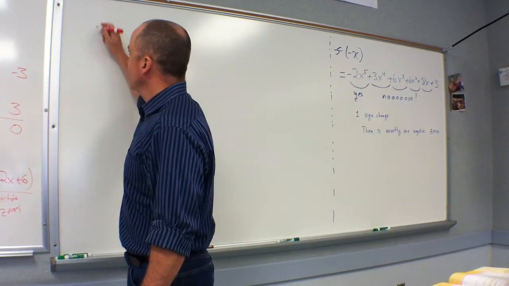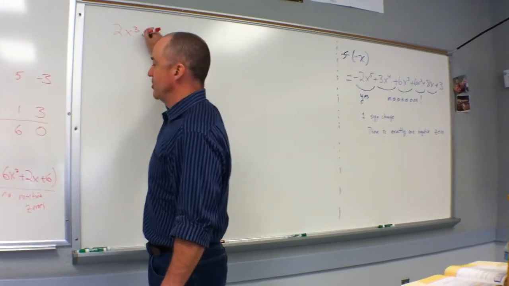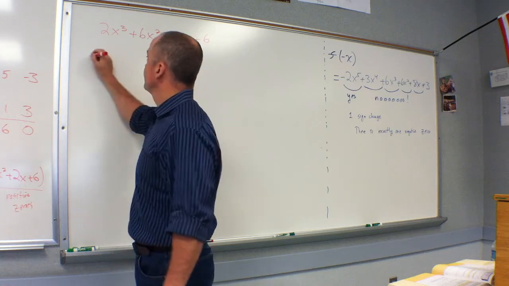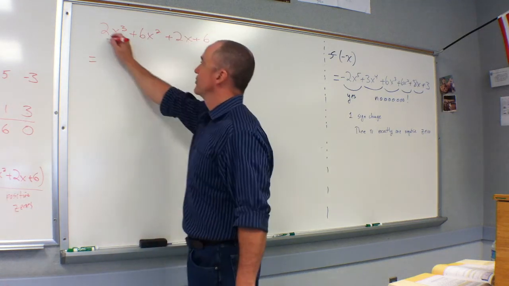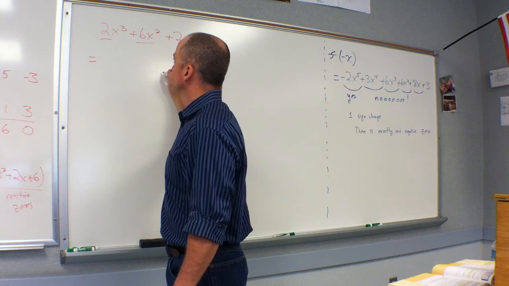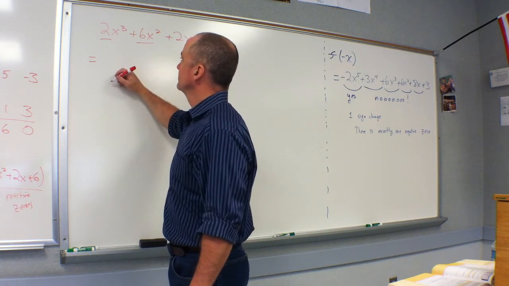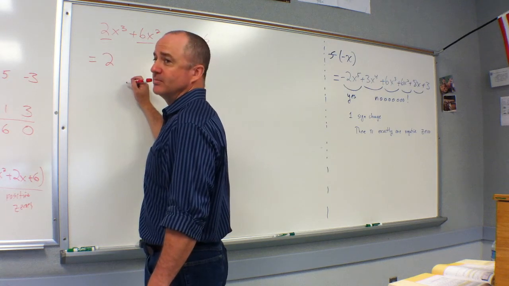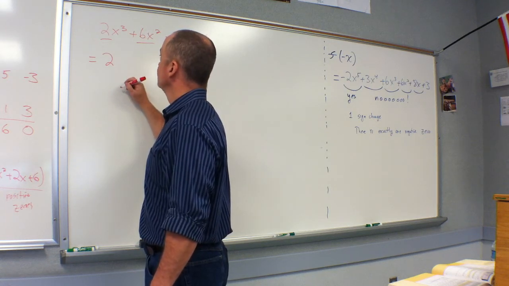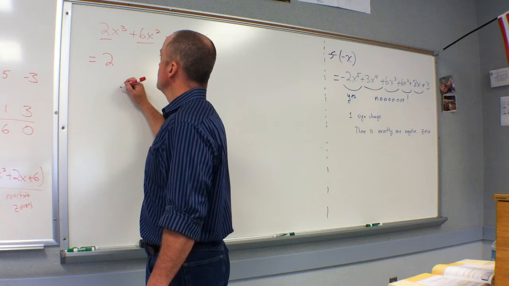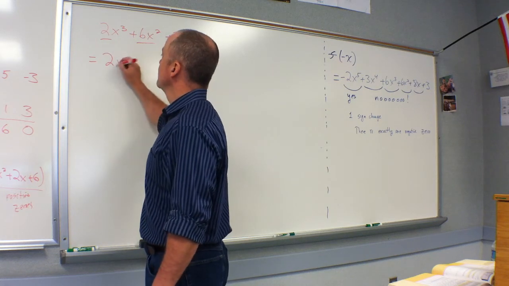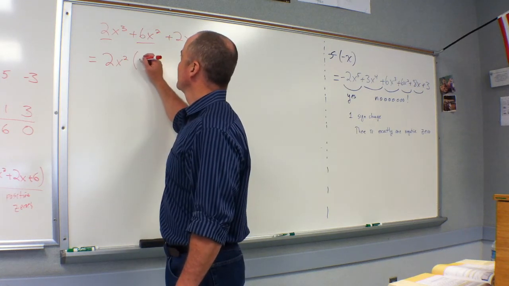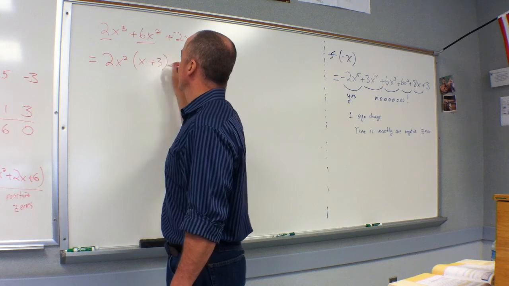Okay, so let's just look at just this factor: 2x cubed plus 6x squared plus 2x plus 6. What is the greatest common factor of these first two terms? 2 and 6, so 2. You're missing one. And 1. 2x squared. And then what's left is x plus 3, correct?